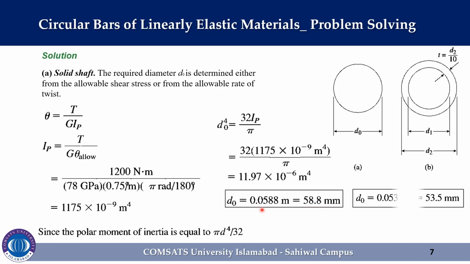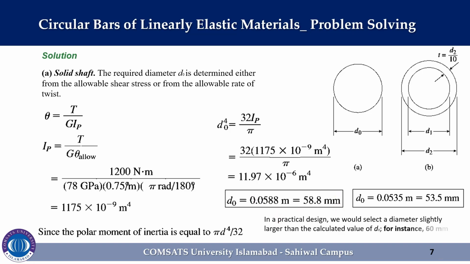Comparing the two values of d0, we see that the rate of twist governs the design and the required diameter of the solid shaft is 58.8 millimeter. However, in practical design, we would select a diameter slightly higher than the calculated value of d0. For instance, 60 millimeter.